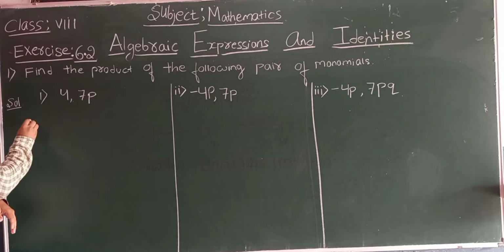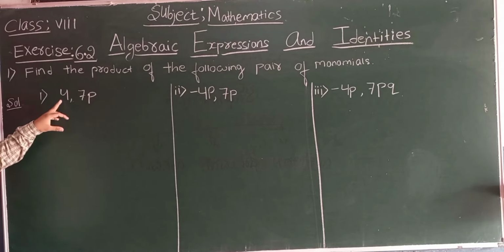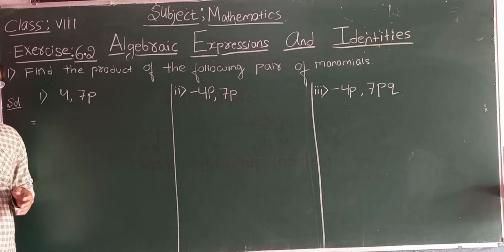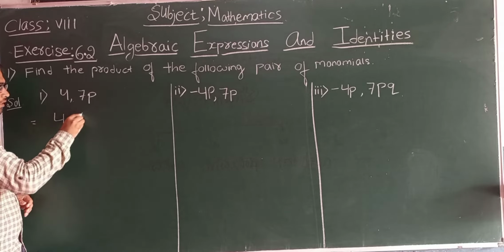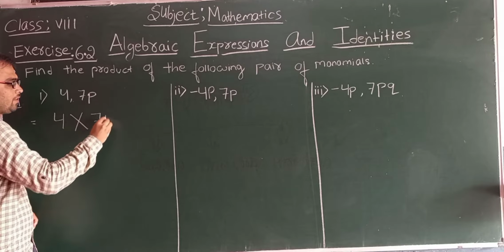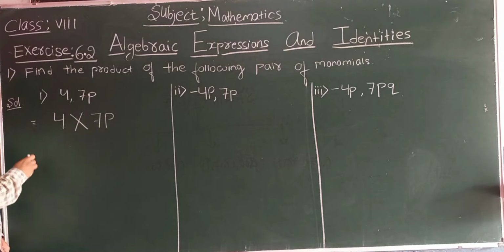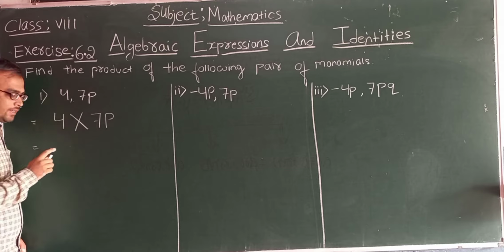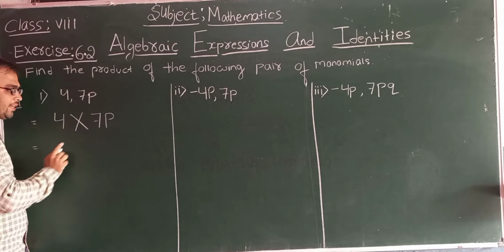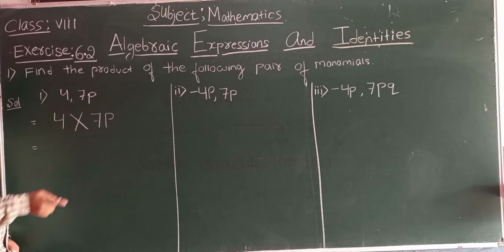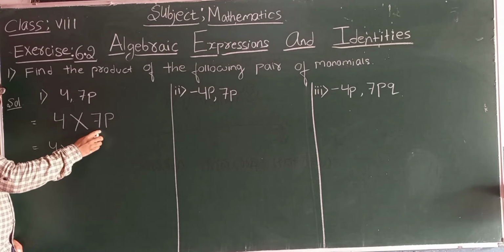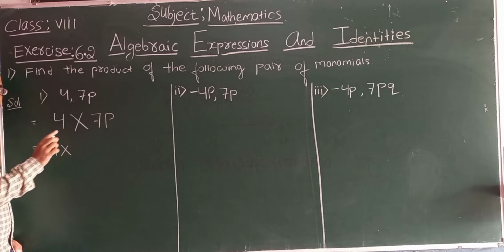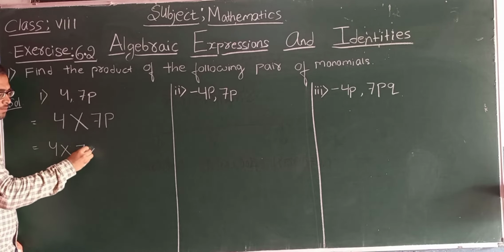So here students, we need to find the product of 4 and 7p. So product means what? Multiplication, no? Okay, so we have to find the product of 4 into 7p. Students, we can multiply directly, that is 4 7s are 28 and p, that is 28p. Or you can do like this. 7p is nothing but 7 into p. You can write like this.